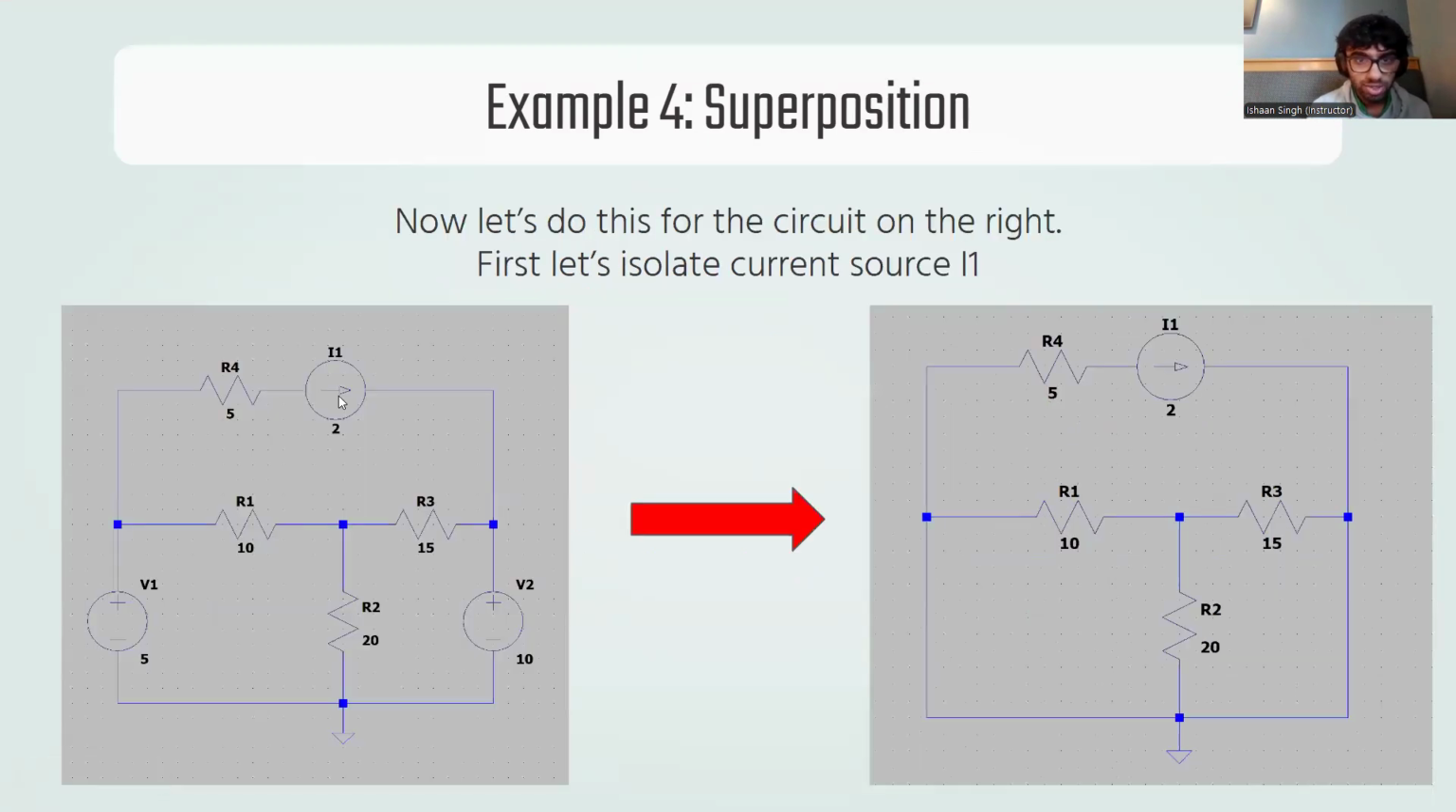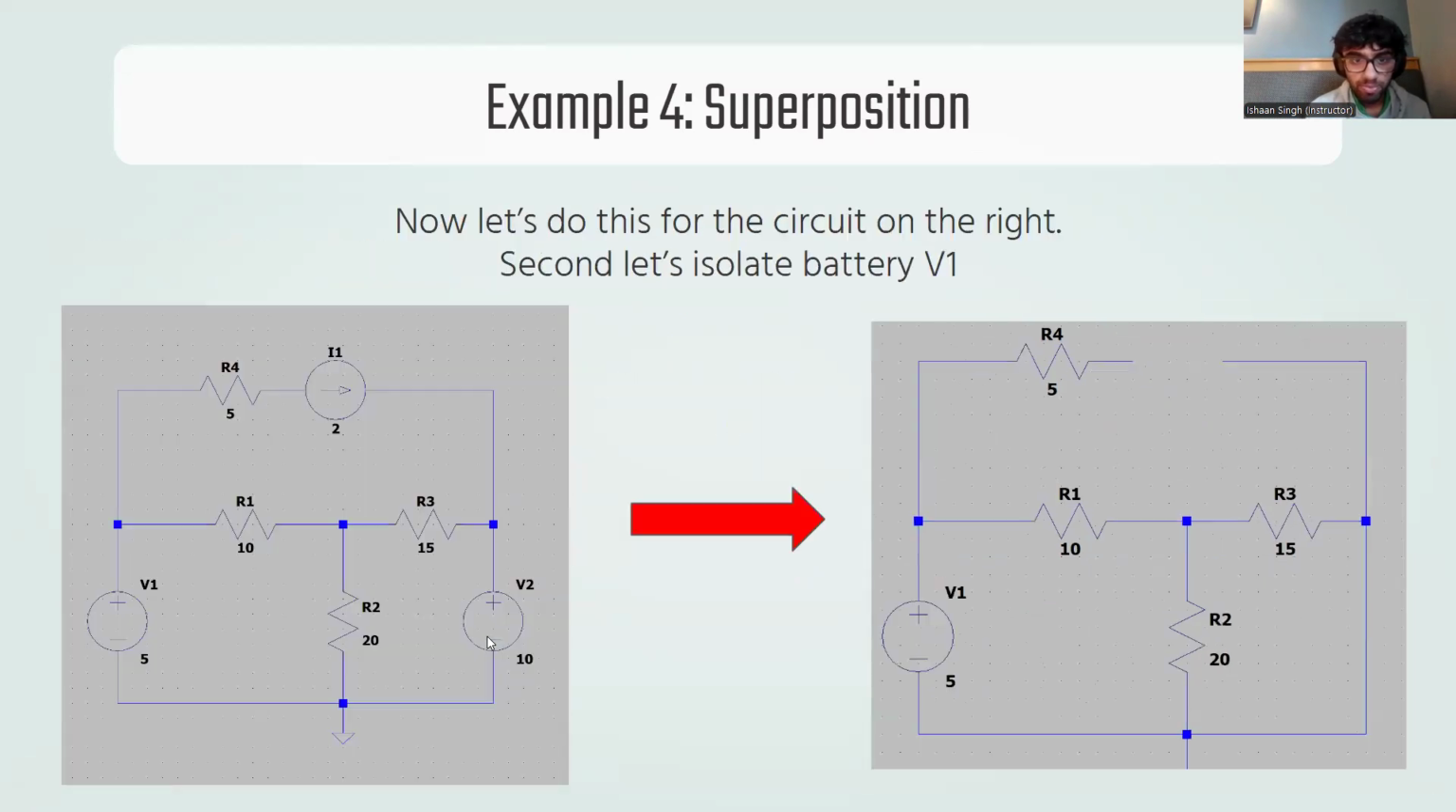First, we isolated the current source I1 by replacing V1 and V2 with short circuits. Found the current, 0 amps. Then we isolated voltage source V1 by replacing I1 with a break in the circuit and V2 with a short circuit.